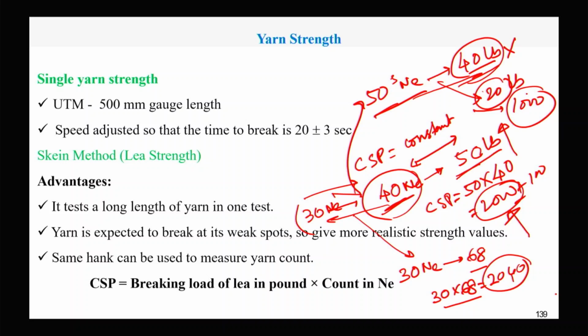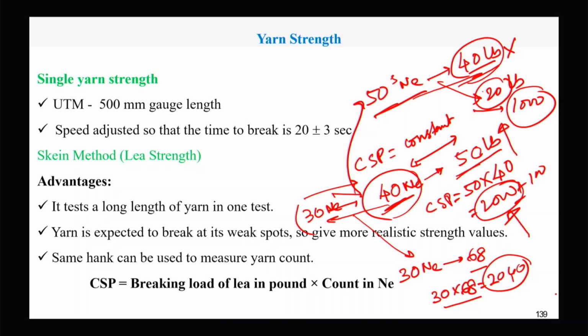So for a particular cotton, we are expecting a CSP of 2000, but we are getting a CSP of 1000. That means we are overspinning the fiber. So this fiber is not suitable for that 50 count, that much finer count. So CSP is an indication.